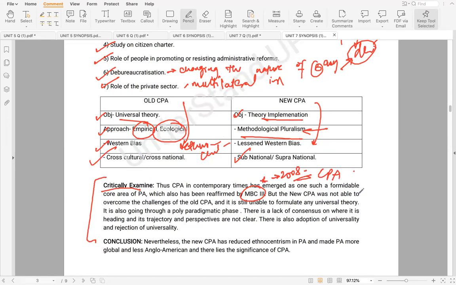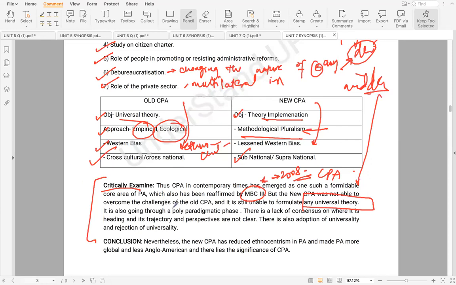But the new CPA was not able to overcome the challenge of the old CPA and is still unable to form a universal theory. The main aim of CPA studies was to come out with a universal theory, either by grand universal theory or by middle range theories, right? So middle range theories were also developed so as to come out with a universal theory. But till date, we have not been able to achieve any universal theory.